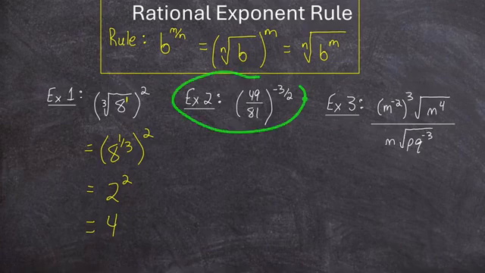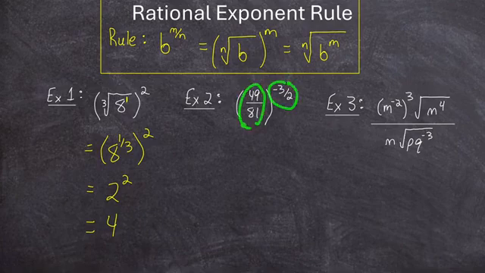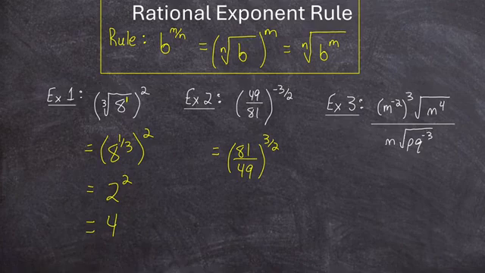And then moving on to example 2, I see I have a fraction raised to a negative exponent. The rule we learned in the last section was that I can make this exponent positive if I write the reciprocal of the base. So it would become 81 over 49 raised to the power of positive 3 over 2. And then I have to raise both the numerator and denominator to this exponent of 3 over 2.